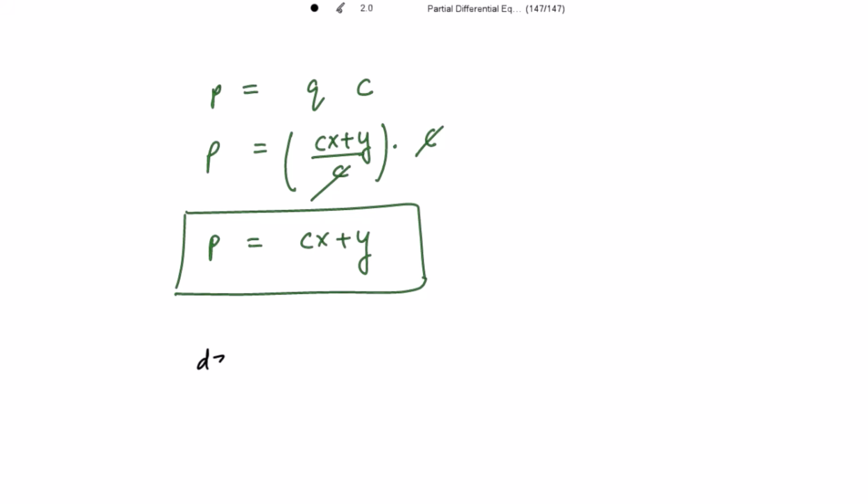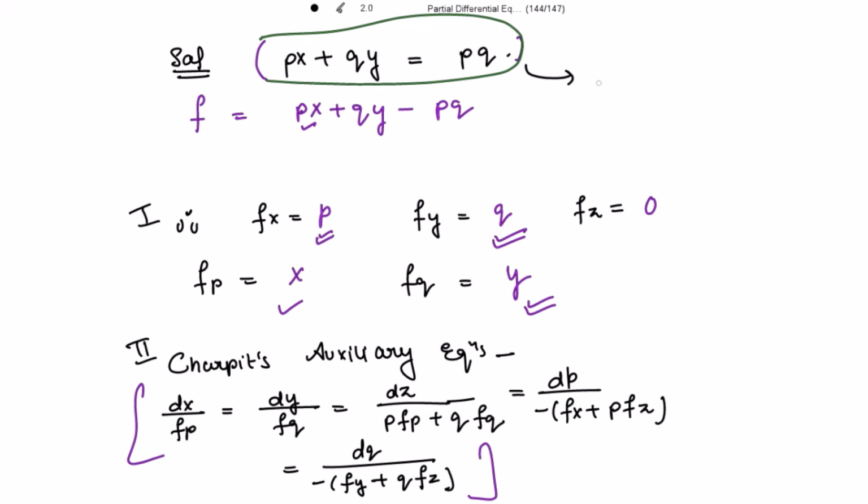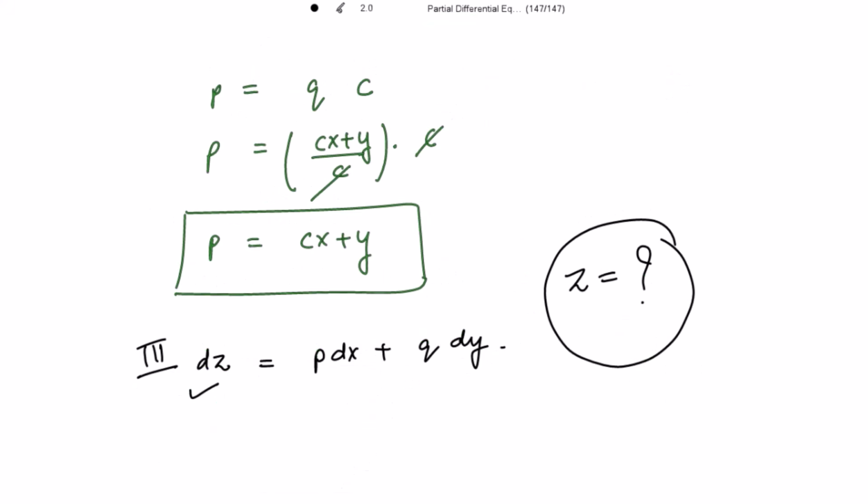And now we need to use the equation, third step, dz equal to p dx plus q dy, because I need to get the value of z. For complete integral, I need to get the value of z. In this given equation, there is no z. So we cannot get the value of z straight away from this given equation by putting the values of p and q. To get the value of z, I need to use the equation dz equal to p dx plus q dy.